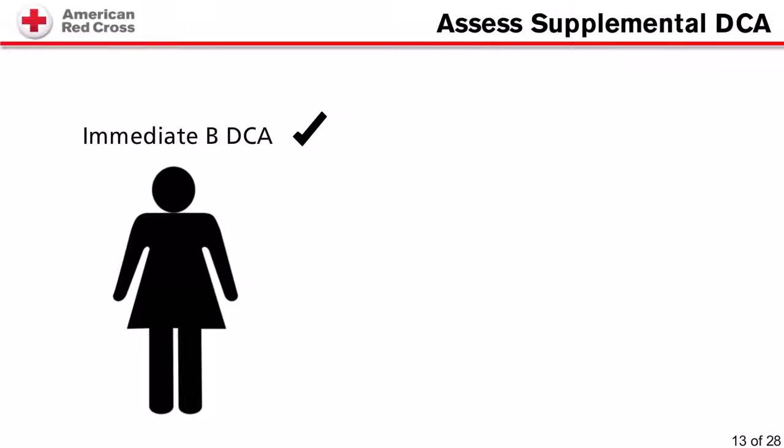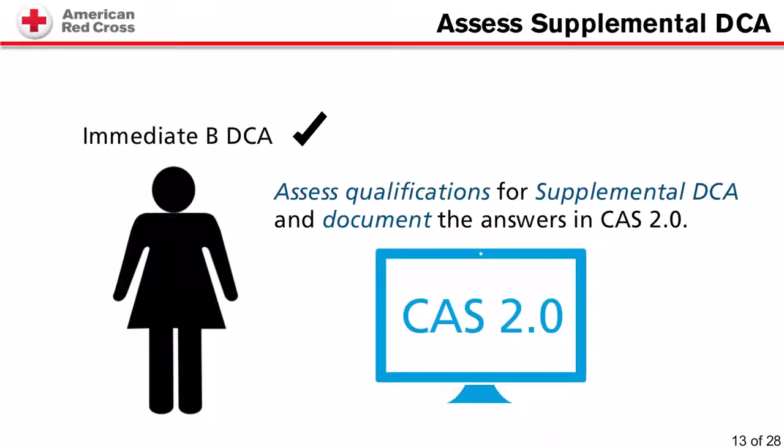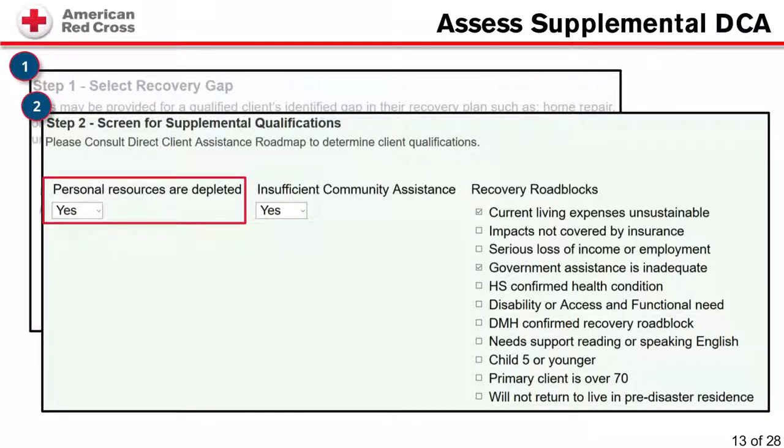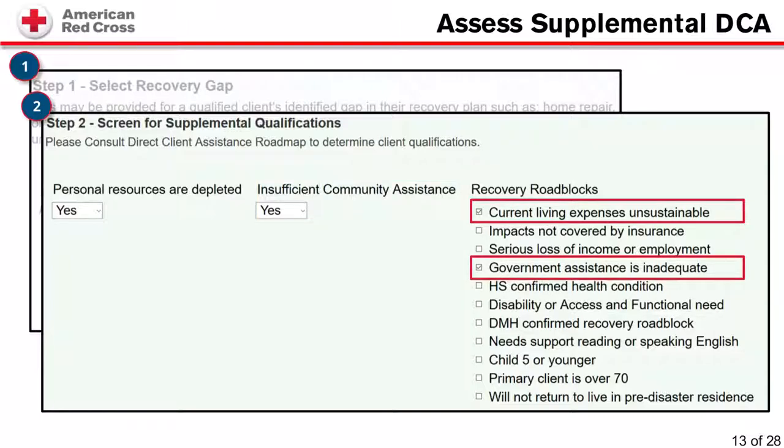Next, for clients with immediate BDCA, you are completing the steps to assess qualifications for supplemental DCA and documenting the answers in CAS 2.0. Step 1 is documenting the recovery gap that is holding back their recovery. Step 2 is verifying their personal resources have been depleted, verifying all referrals and community assistance options are inadequate, and identifying and checking each roadblock that exists.